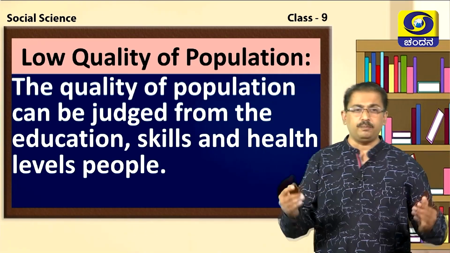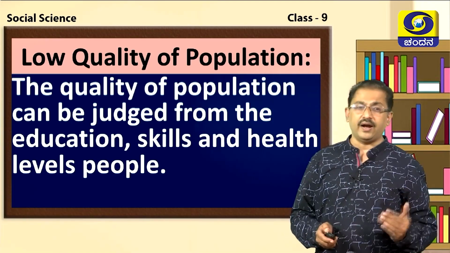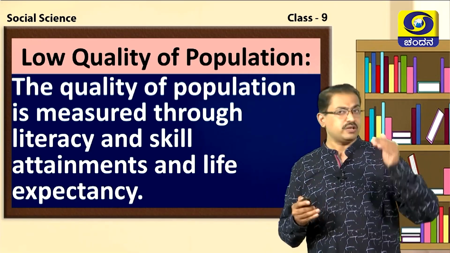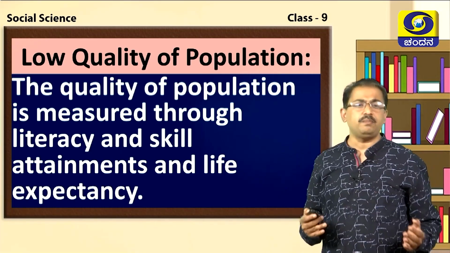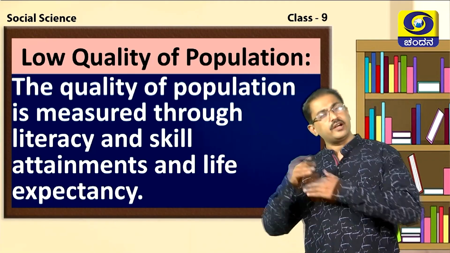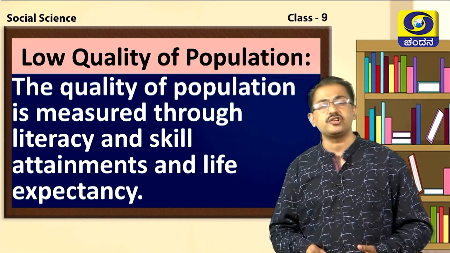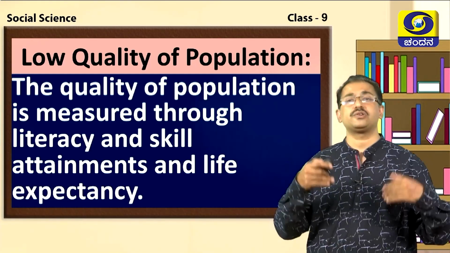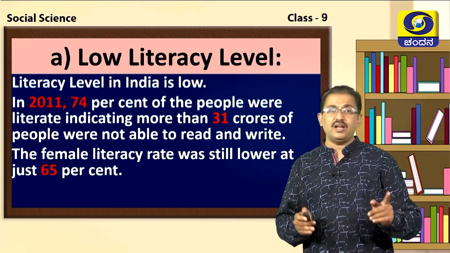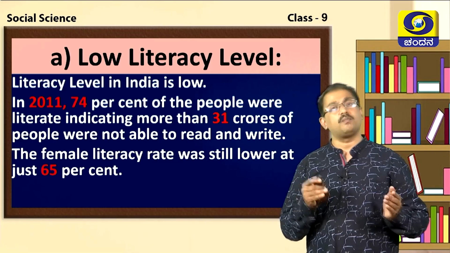The quality of population can be judged from the education, skills and health level of people. So, low quality of population is also seen. Most of the people are illiterate, they are not updating their skills. Still the traditional method of agriculture and traditional cottage and small scale industry have become their main occupation. So, they have not updated. So, low literacy level is one of the chief features of India's rural population.